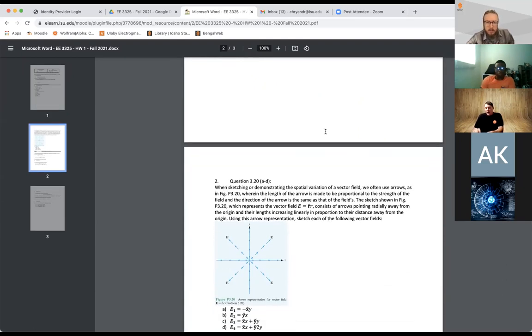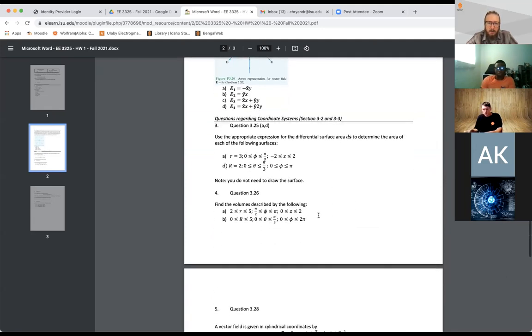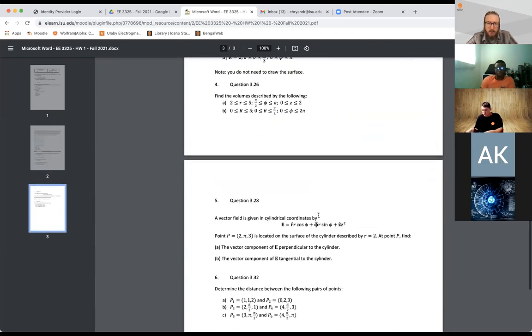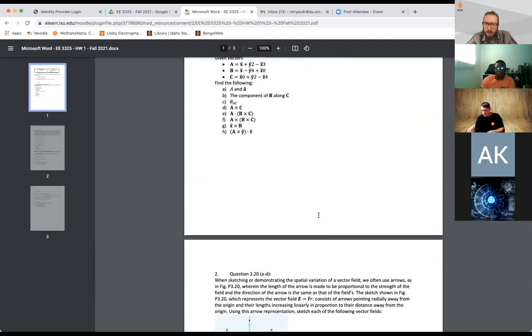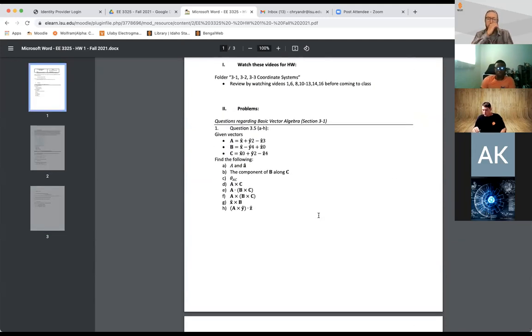So this will be your chance to help drive the class, and we can work together to choose which problems are the most difficult or the most interesting ones that you would like to solve. So who has a problem that they would like to work on?